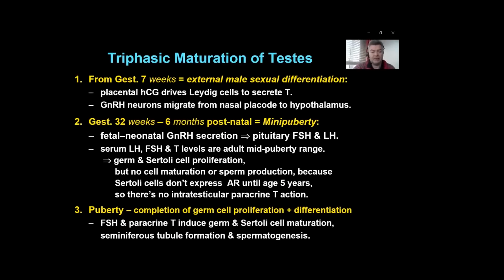And finally, at puberty, FSH and paracrine testosterone induce germ and Sertoli cell maturation, seminiferous tubule formation, and spermatogenesis. Of course, spermatogenesis can't occur during mini puberty, because the Sertoli cells can't see testosterone at that point. Therefore, little boys may have acne, they may have morning erections, their testes do increase in size up to 6 months of age, but they don't make sperm.